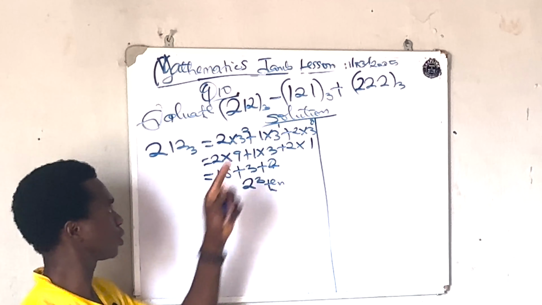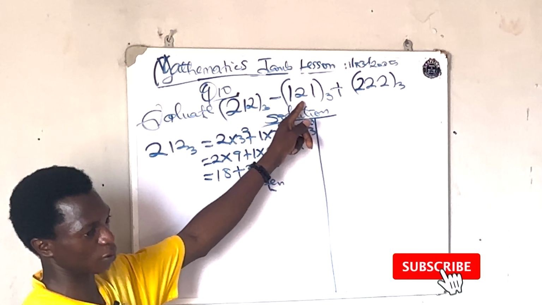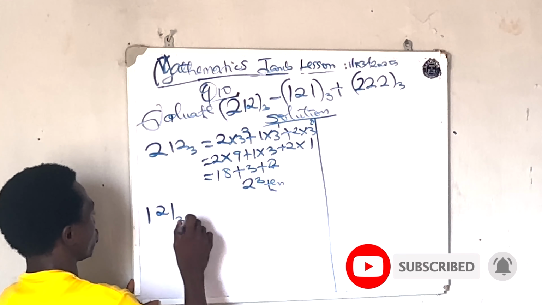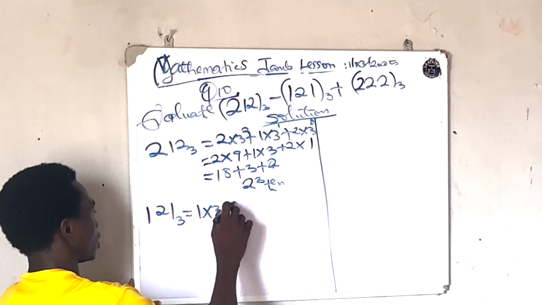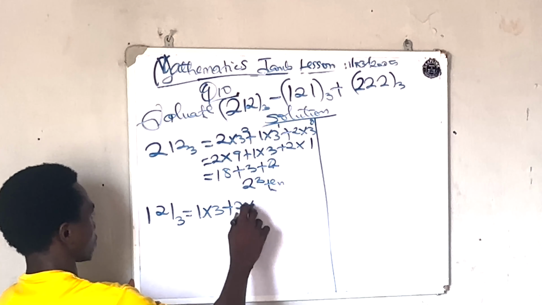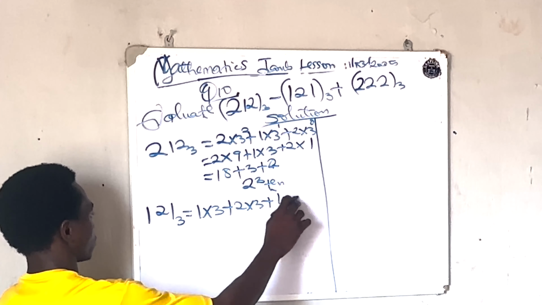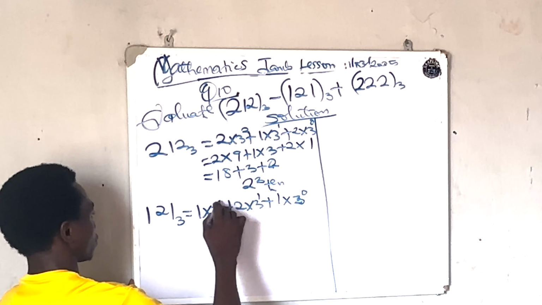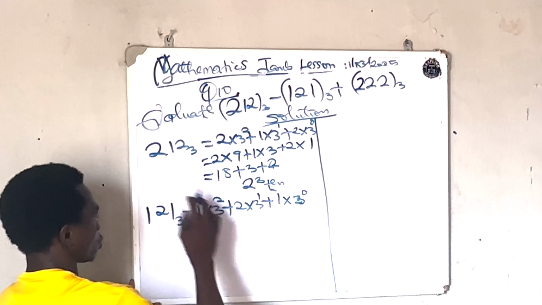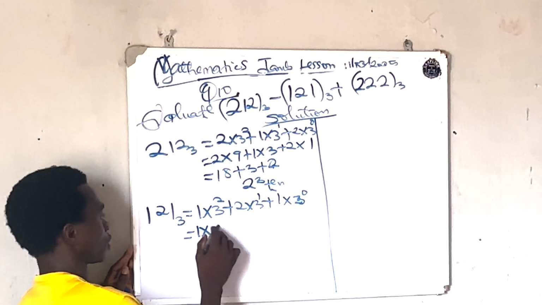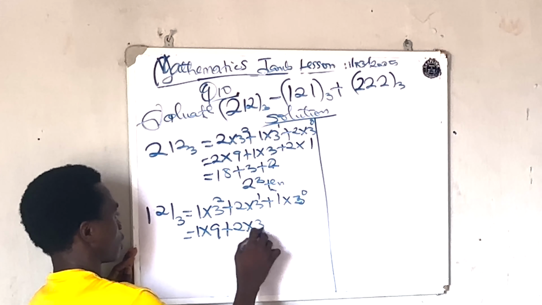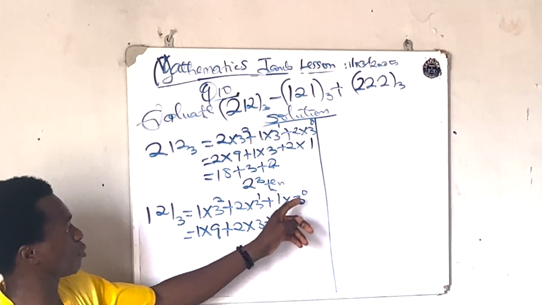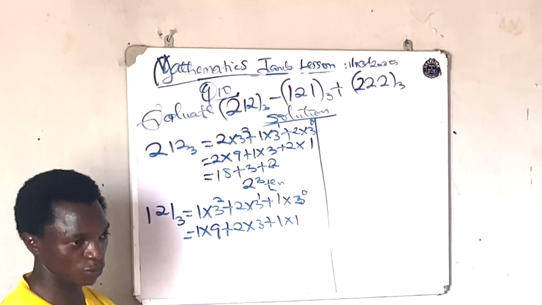Keep your value. Now convert 1, 2, 1 also to base 10. So your 1, 2, 1 in base 3 will be equal to 1 times 3 plus 2 times 3 plus 1 times 3, starting with powers 0, 1, and 2. That is 1 times 3 raised to the power 2, which gives you 9, plus 2 times 3 plus 1 times 1, because I've said any number raised to power 0, the answer is 1.